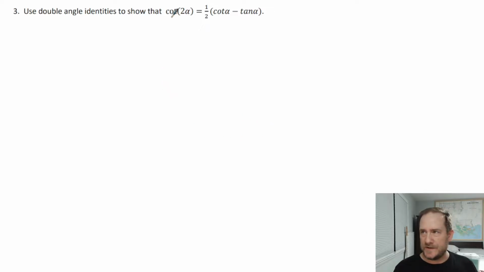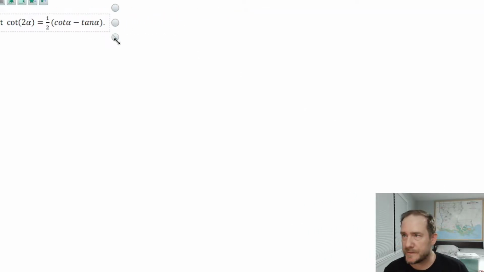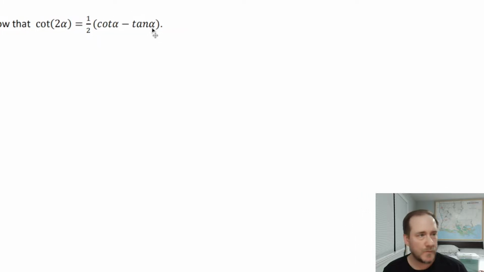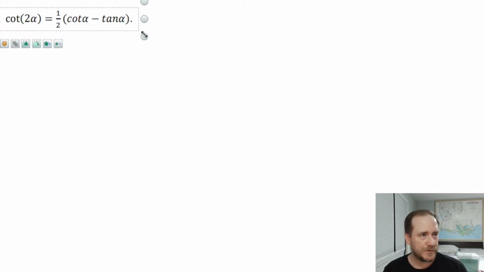So this guy says, show that cotangent of 2 alpha is 1/2 of cotangent minus tangent. Alright, let's try. I'm down to try. Let me make it bigger. Maybe about that big. Sure, that's what we're doing.